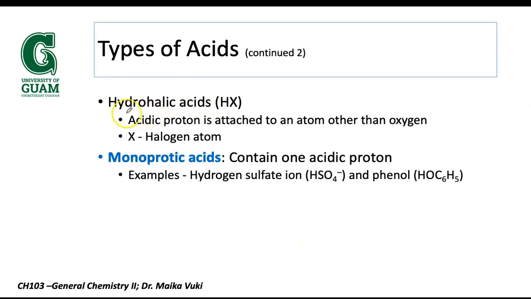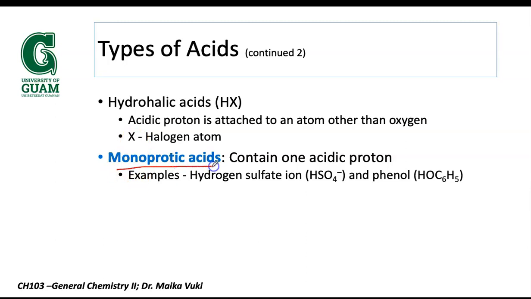And then you have the hydrohalic acids, the acids of the halides like HCl, HBr, or HF. So all those are hydrohalic acids. We start naming those acids with hydro-. So for example, hydrochloric acid, hydrofluoric acid. So the acidic proton is attached to an atom other than oxygen. So in this case, it's the halogen.